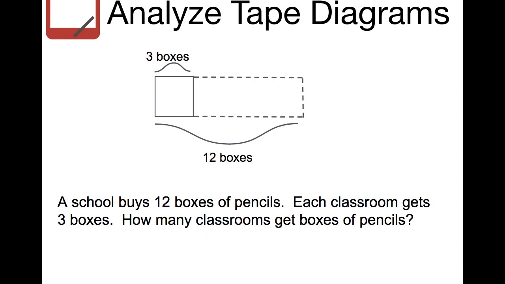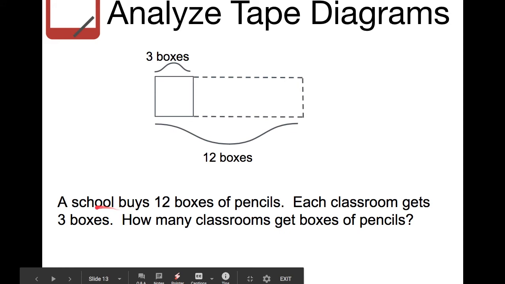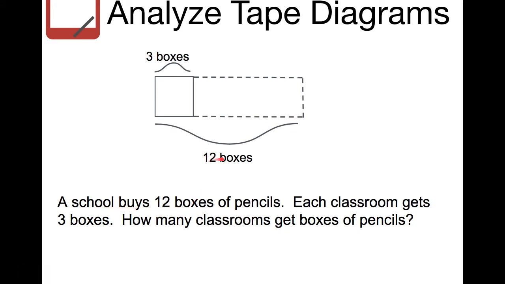Let's take a look at another problem, okay? A school buys 12 boxes of pencils. Each classroom gets 3 boxes. How many classrooms get boxes of pencils? Okay, let's take a look at what we know. We know we have 12 boxes of pencils, and we've started labeling our tape diagram. 12 boxes. Each classroom gets 3 boxes.